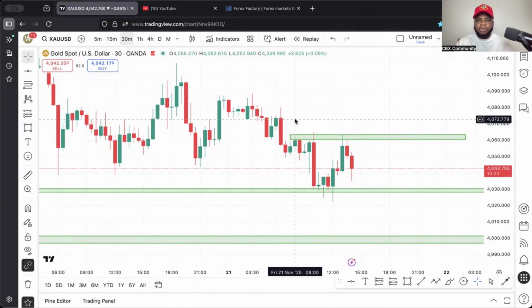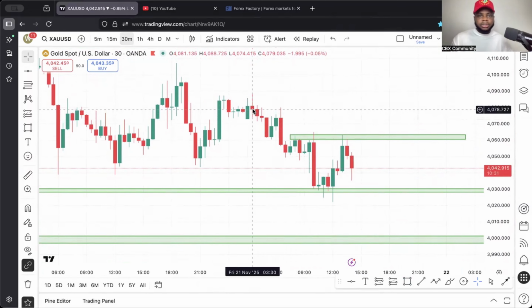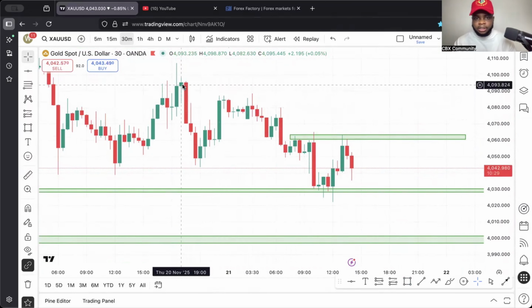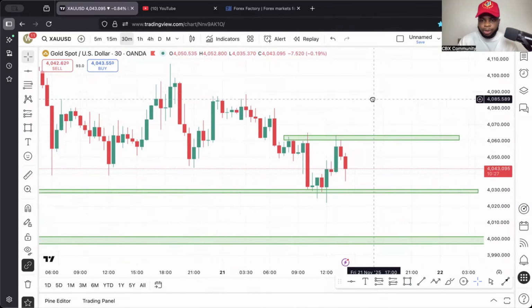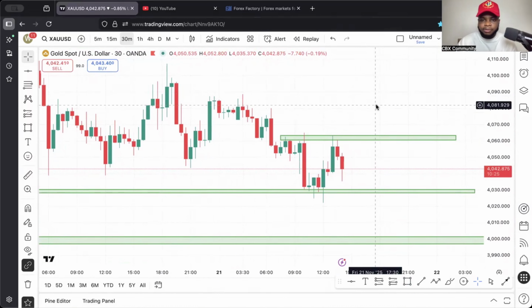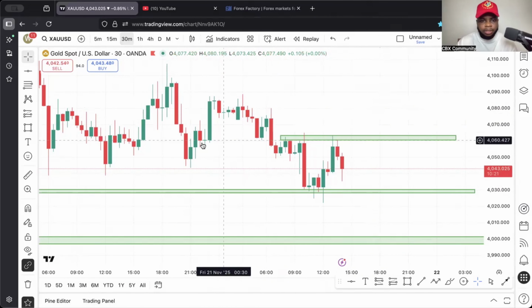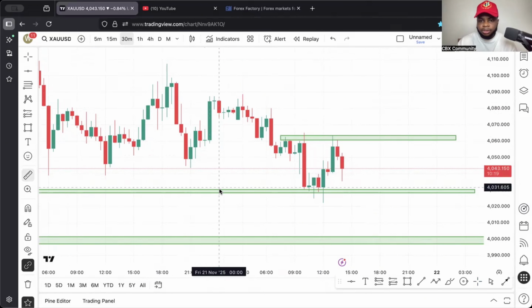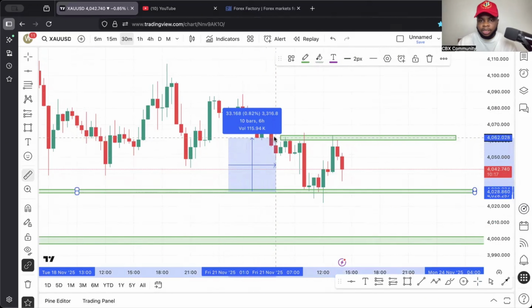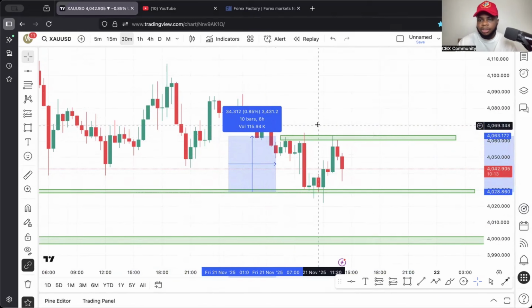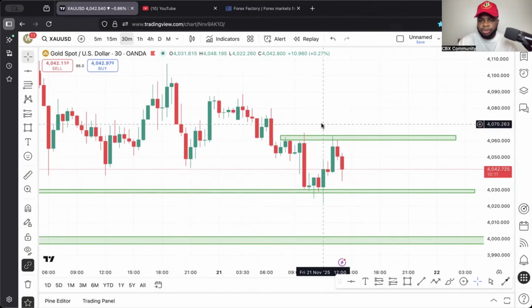I understand that you have minor resistances and a resistance zone. But today is Friday, so it's best for us to identify a consolidation zone. Let's measure from this support zone to this resistance zone. We are looking at almost like 340 pips thereabout. So that is huge.